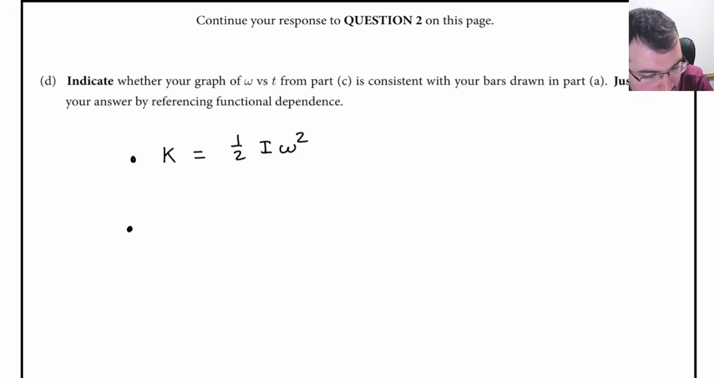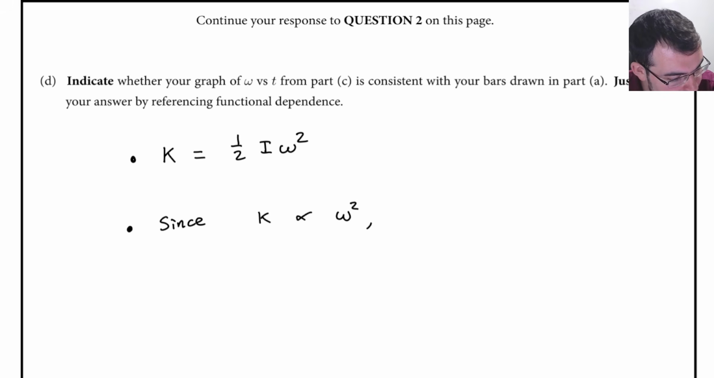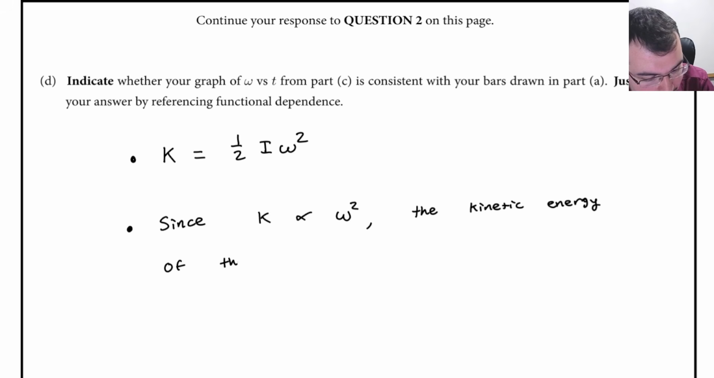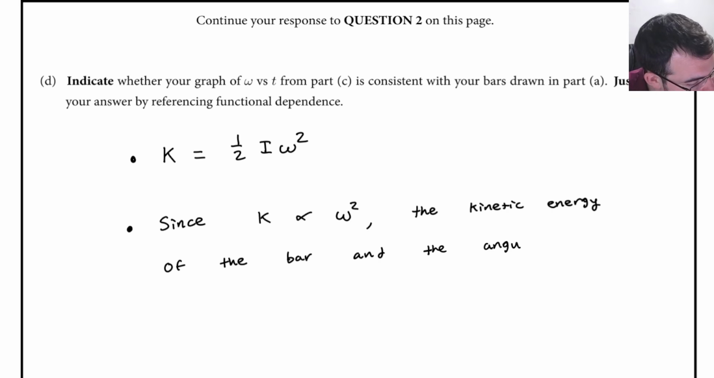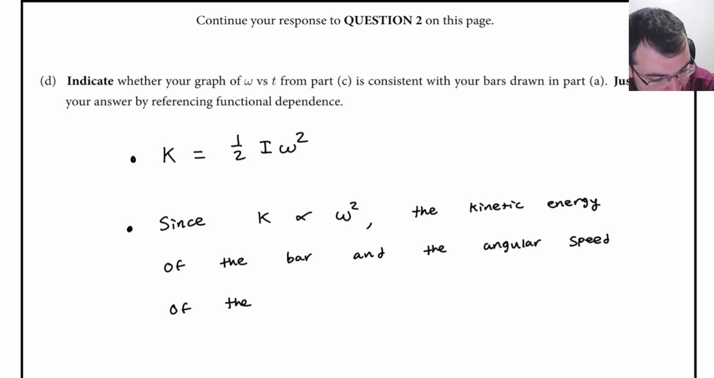So since kinetic energy is proportional to omega squared, the kinetic energy of the bar and the angular speed of the bar are maximized at the same times.